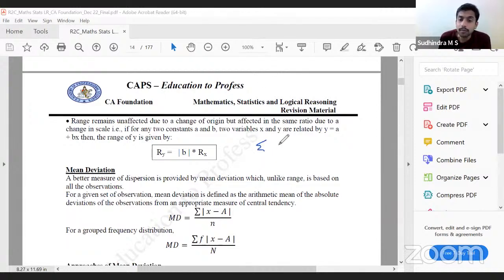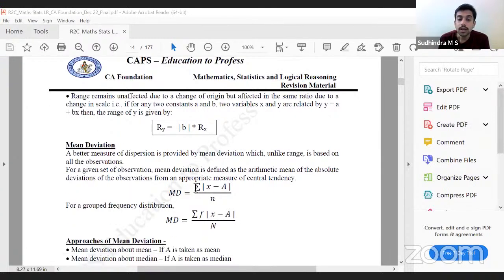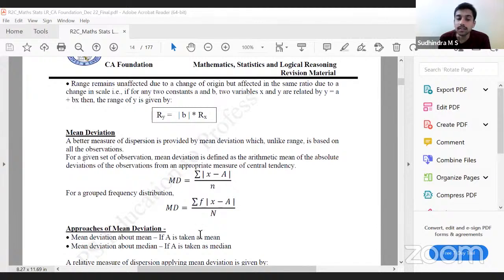Instead, a general formula, summation modulus of X minus A divided by N. So we always take the absolute deviation, modulus of X minus A. This A can be arithmetic mean, median, mode, geometric mean, or harmonic mean. Right? So summation modulus of x minus a by n, for grouped, summation f into modulus of x minus a divided by n. That is how we calculate mean deviation. Mean deviation about mean if a is taken as mean, mean deviation about median if a is taken as median.